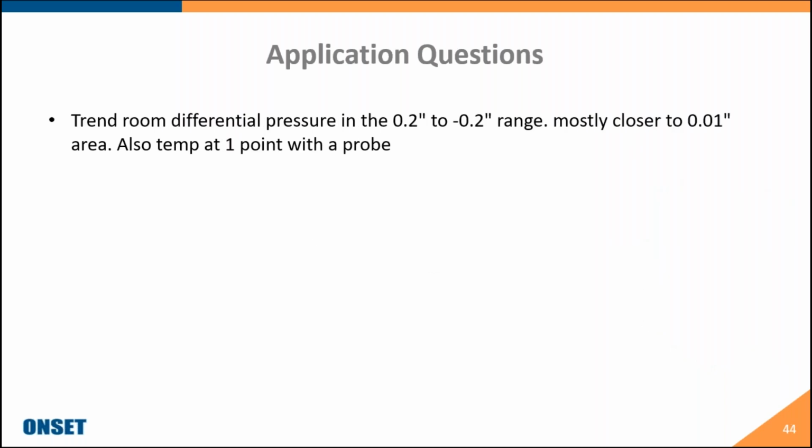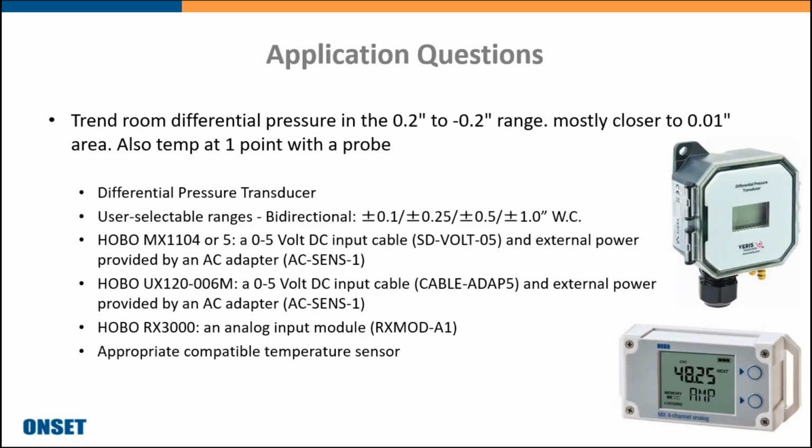Next we had a question about someone wanting to monitor differential pressure within trend rooms and also needing to take temperature measurements. With that, we have a differential pressure sensor that you can connect to our MX1104 or MX1105. The MX1104 has a built-in temperature, relative humidity, and light sensor, so you could get your temperature reading with that, and then connect the differential pressure sensor through the analog channel. This sensor does require excitation power, so you would need to purchase the optional AC power adapter for it.